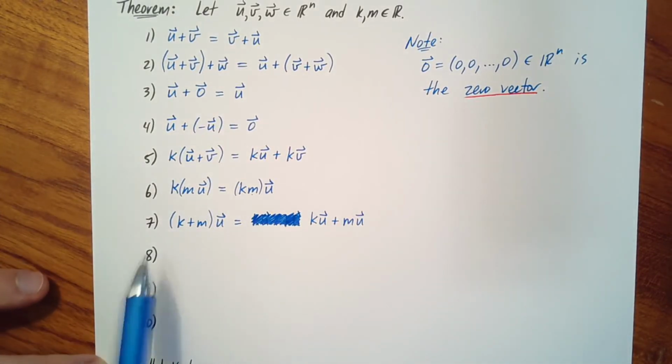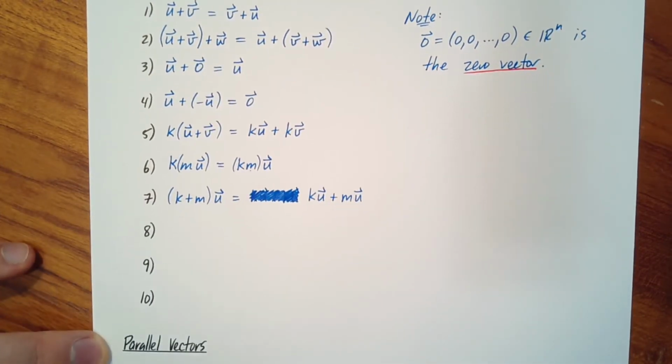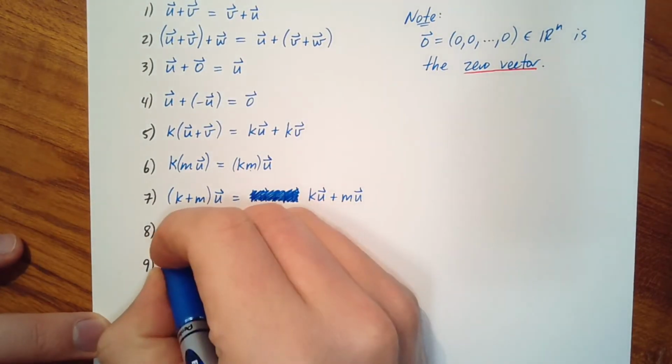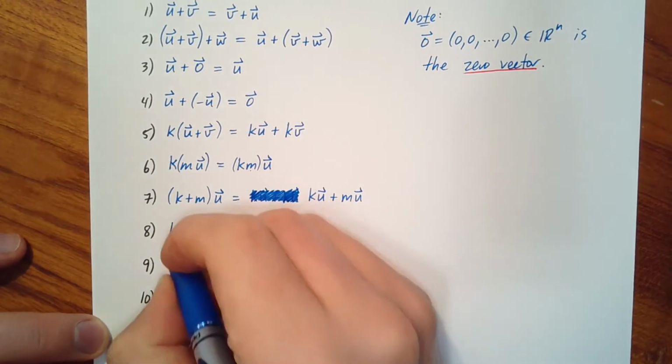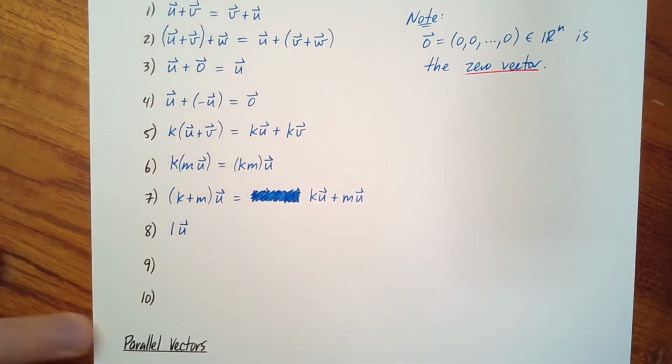Okay, so property 8, this one I think is really not a surprise. If you take the scalar 1 and you multiply it onto the vector u, what do you think you're going to get? The temptation is probably just to guess that you're going to get u, and it's a good guess, and in fact it's correct, but let's look at why. Why is that the case? Let's try to think it through.